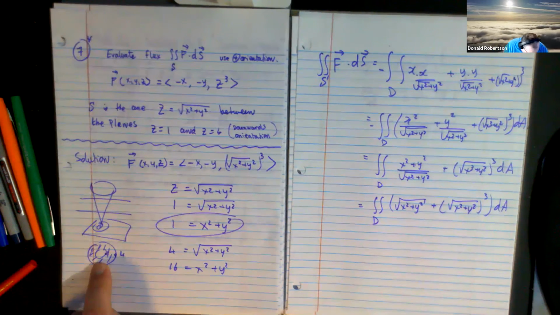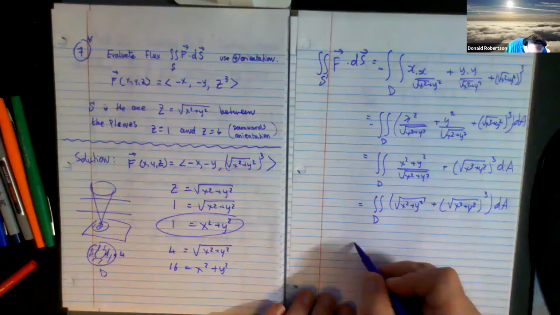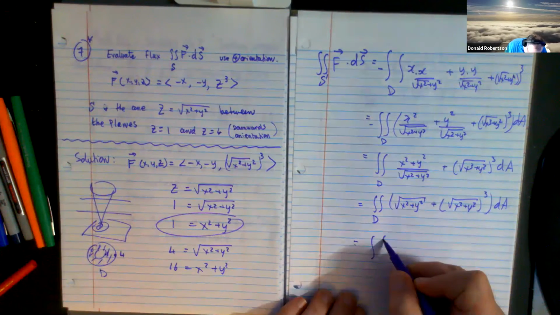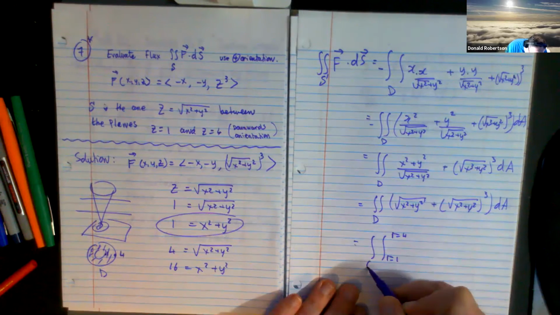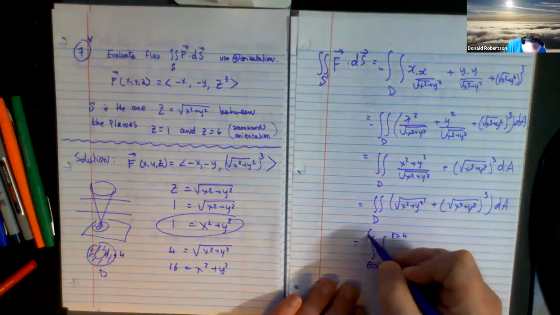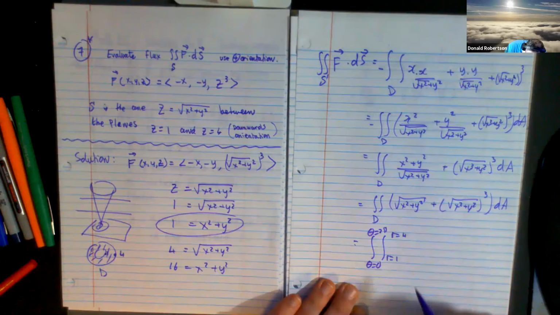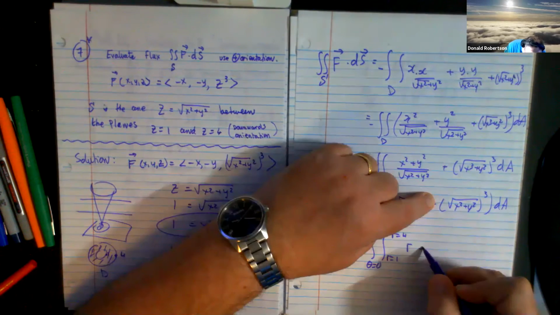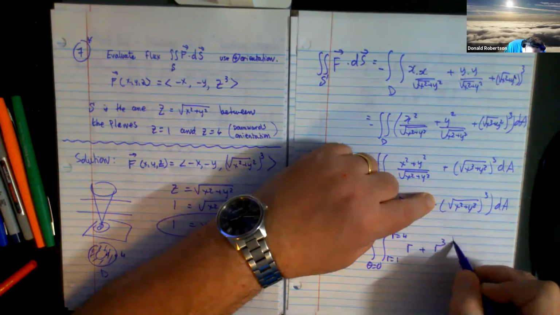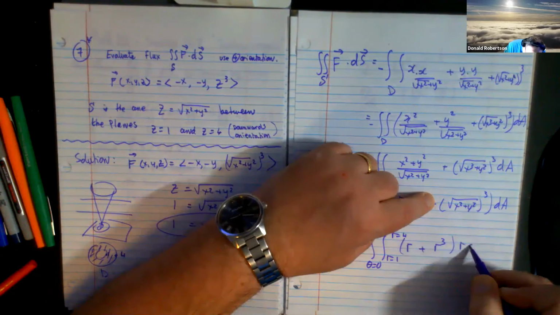I will be able to describe this donut as r going from 1 to 4. And theta is the whole circle, so 0 to 2 pi. This guy is r. And would you agree that this guy is just r cubed? And then it's an r dr d theta.